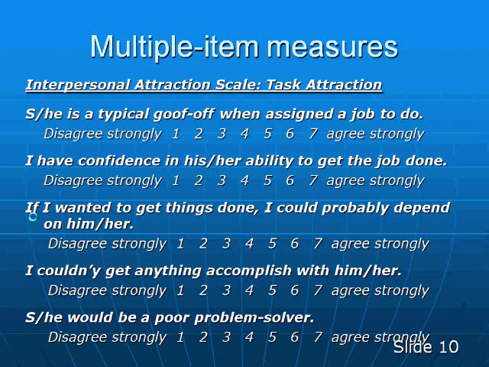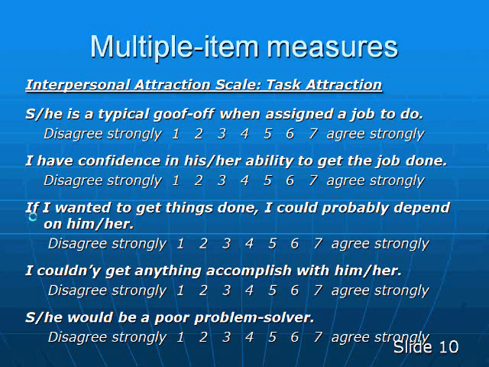So look at these items. He or she is a typical goof-off when assigned a job to do. I have confidence in his or her ability to get the job done. If I wanted to get things done, I could probably depend on him or her. I couldn't get anything accomplished with him or her. She would be a poor problem solver. So all of these are items that are trying to tap into how positively or negatively you evaluate this person in terms of how well they accomplish things.